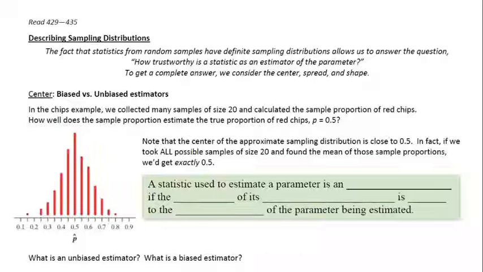The first part here says the fact that statistics from random samples have definite sampling distributions allows us to answer the question, how trustworthy is a statistic as an estimator of the parameter? For example, how trustworthy is the sample mean as an estimator of the population mean? Turns out it's pretty trusty in most cases. To get a complete answer, though, we consider the center, spread, and shape of the sampling distribution. And right there, there's an example graph of a sampling distribution of a sample proportion.